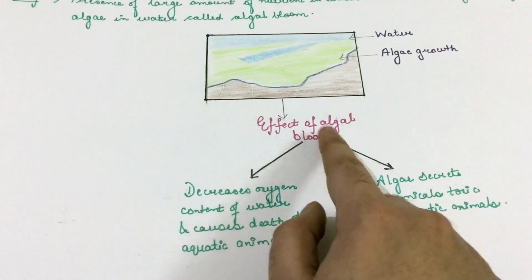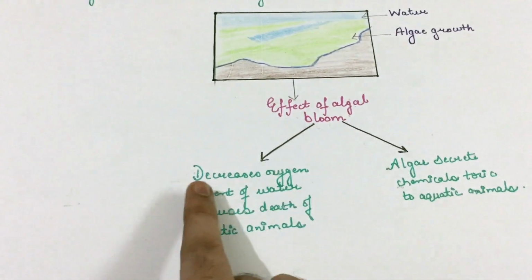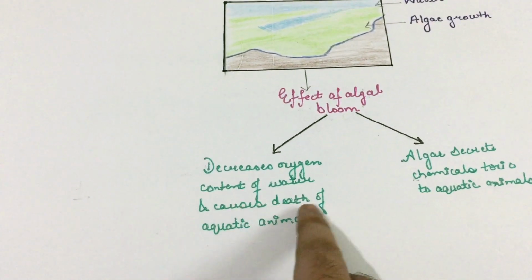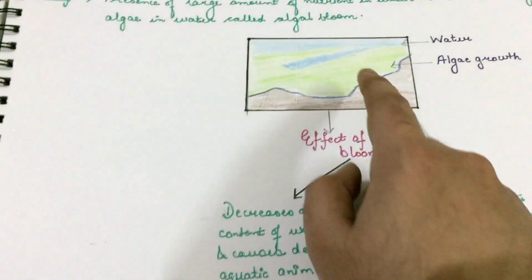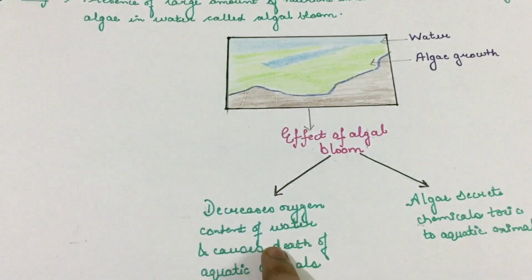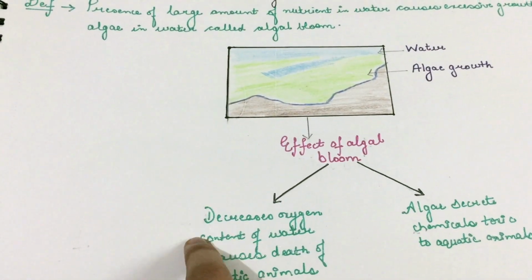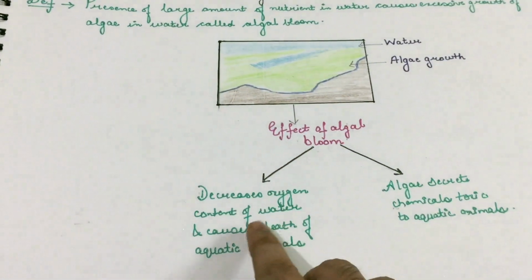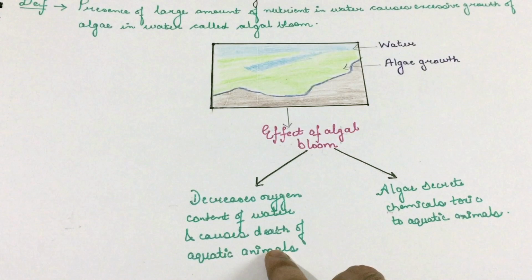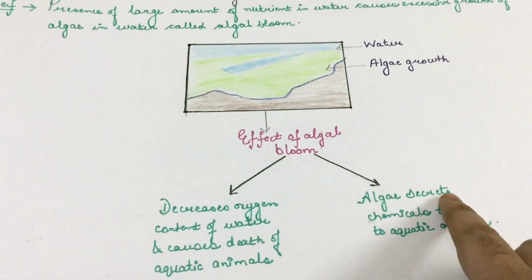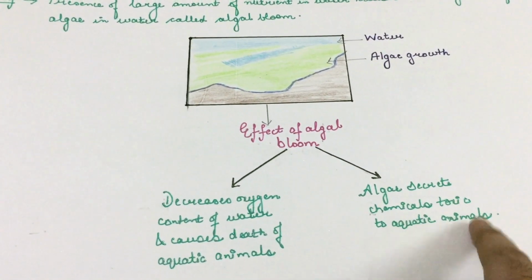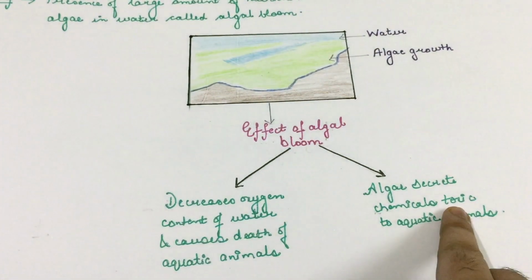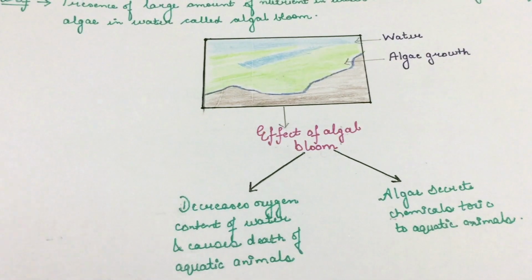Now, what is the effect of algal bloom? Number one, algal bloom decreases the oxygen content of water and causes death of aquatic animals. So if there is algal bloom, there would be a decrease in oxygen content of water because the algae will consume most of the oxygen and this will cause death of aquatic animals. And second, algae secrete chemicals toxic to aquatic animals. These algae will secrete chemicals which are toxic to aquatic animals.